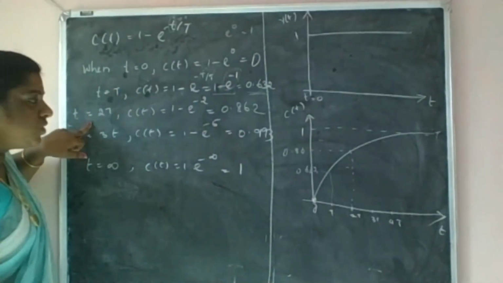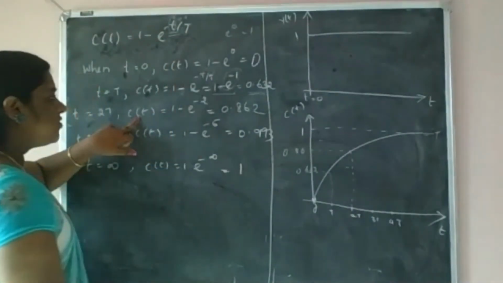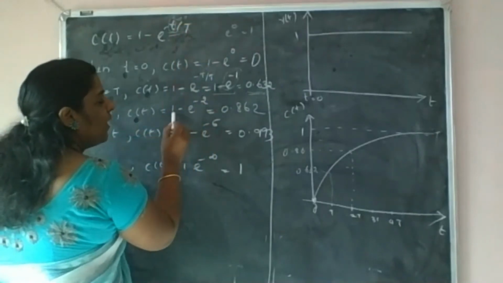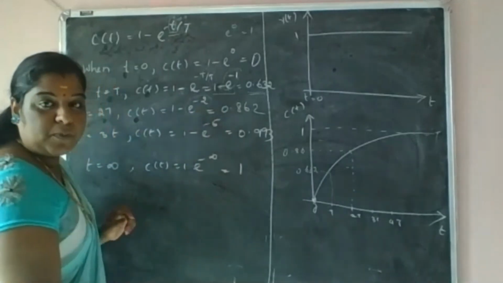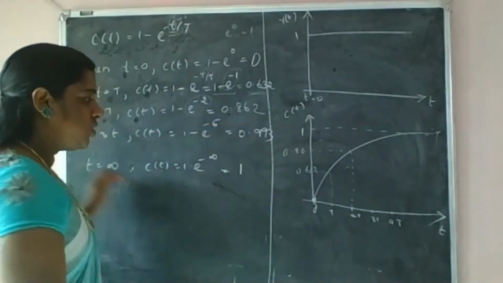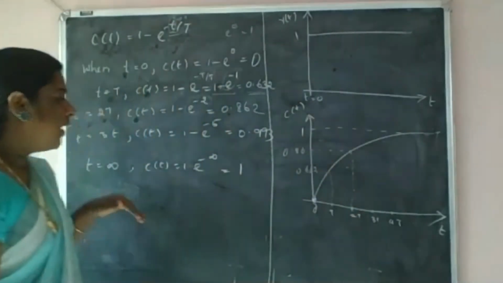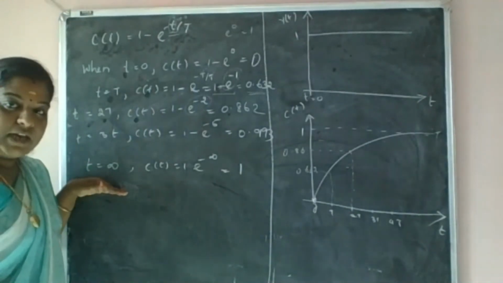And when t is equal to 2T, for the small t, we have to substitute 2T. So capital T is cancelled. We will be getting 1 minus e power minus 2. By substituting the value of e power minus 2, we will be getting the value as 0.862. So for this 2T, we will be getting the value 0.862. Similarly, we can substitute up to infinity.